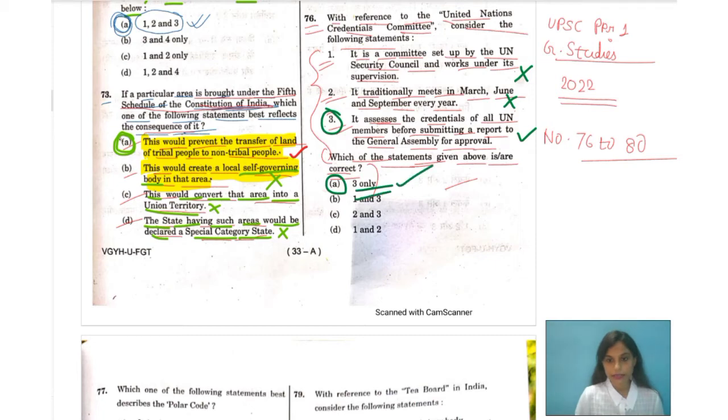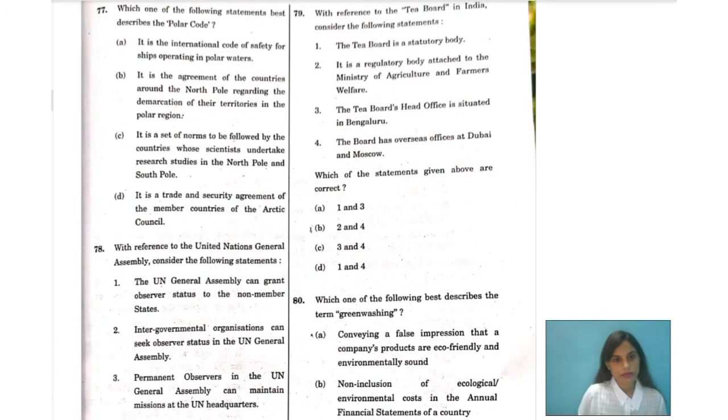Let's move over to the next question for today's class. Question number 77 says, which one of the following statements best describes the polar code? They're asking about the polar code.